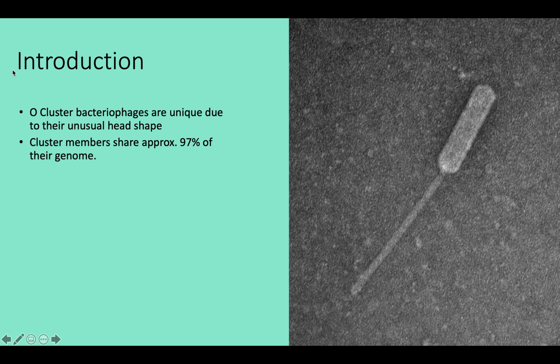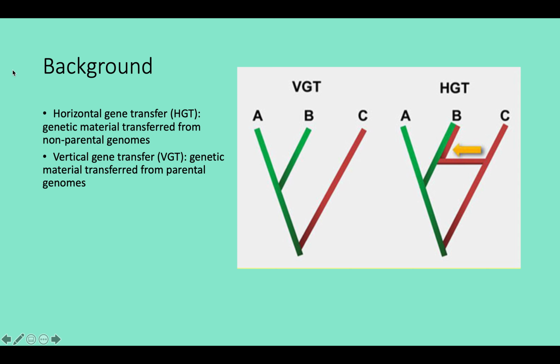O-cluster phages are very unique due to their unusual head shape. Cluster members share approximately 97% nucleotide similarity across their genome. We learned that the other 3% typically comes from patterns of insertion or deletion. The electron micrograph on the right shows an image of Blessica, which is an O-cluster mycobacteriophage that was isolated and annotated at the University of Colorado.